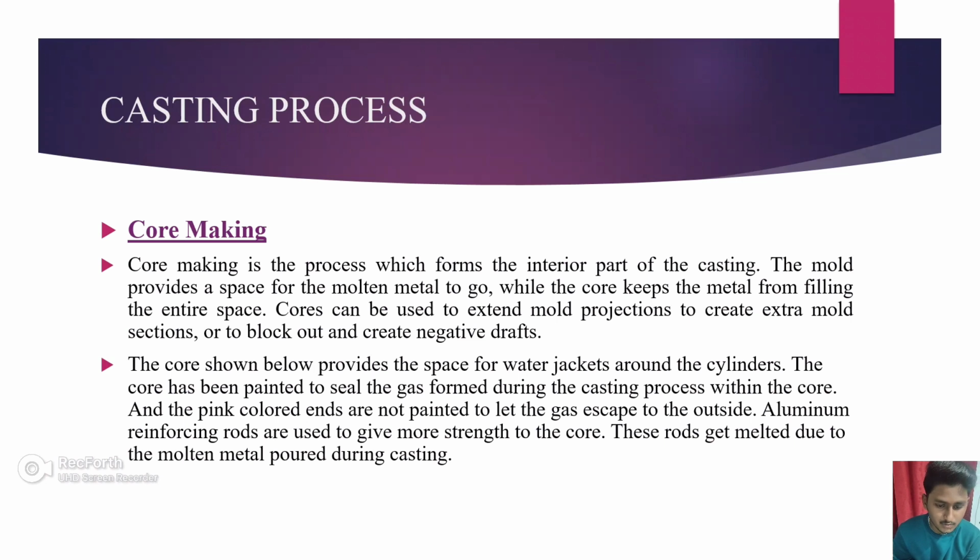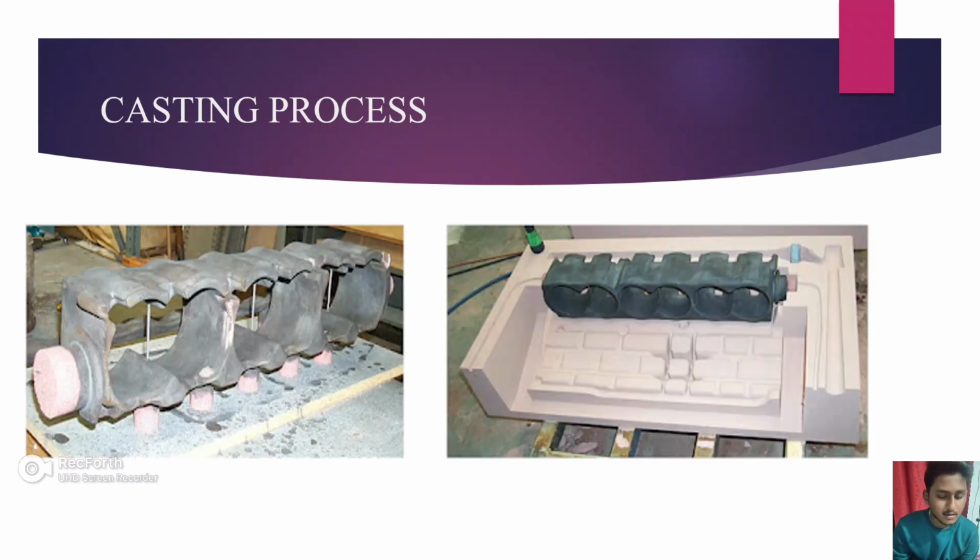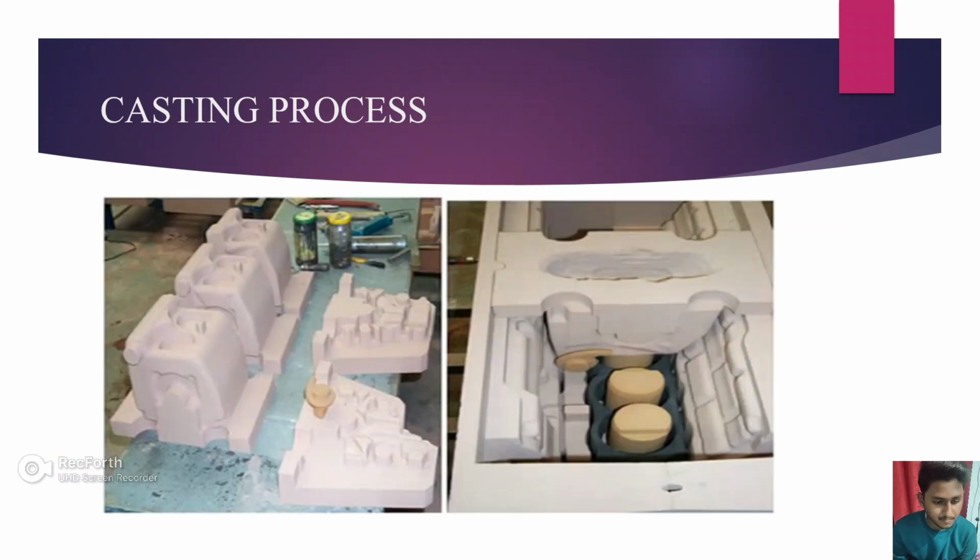Core making. The next process is core making. Core making is the process which forms the interior part of the casting. The mold provides a space for molten metal to go, while the core keeps the metal from filling the entire space. Cores can be used to extend mold projections to create extra mold sections or block out and create negative drafts. This is the core making process.